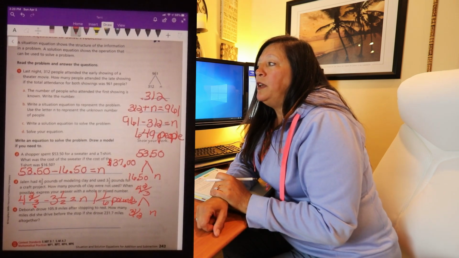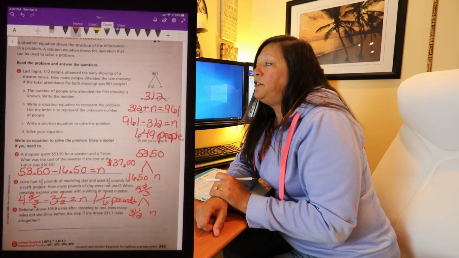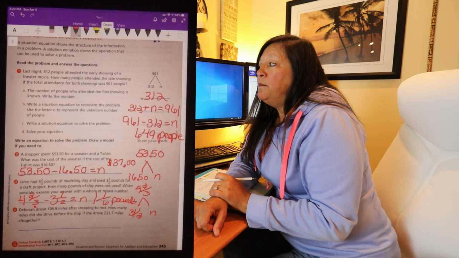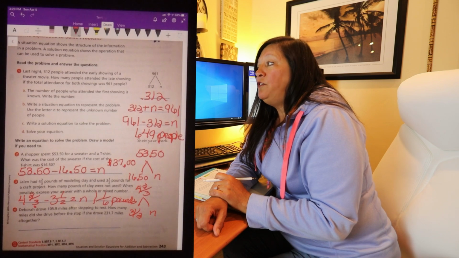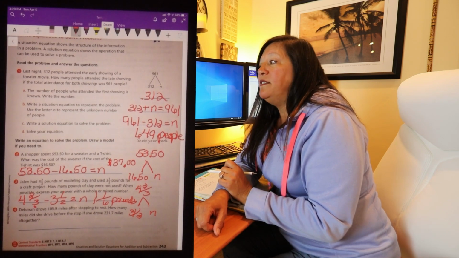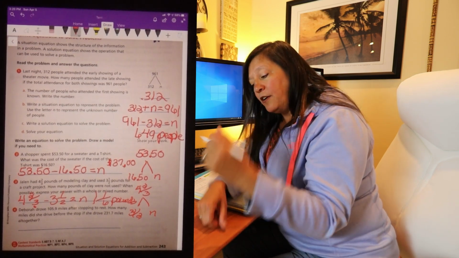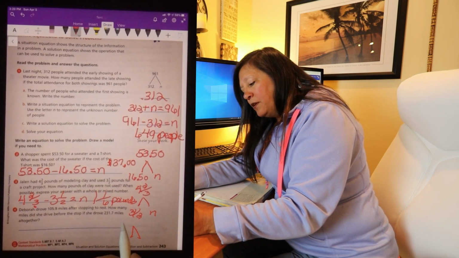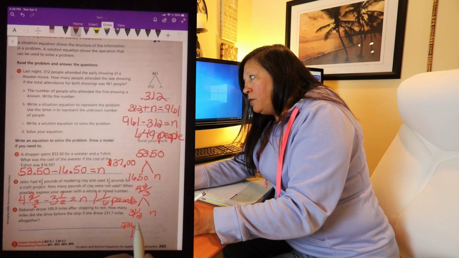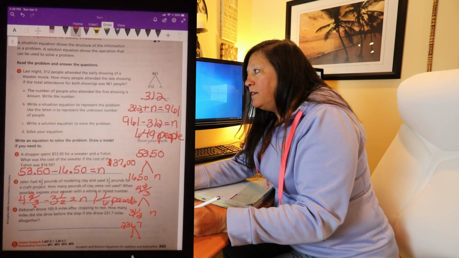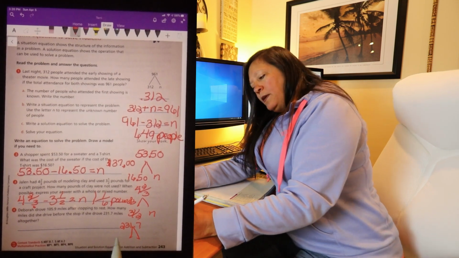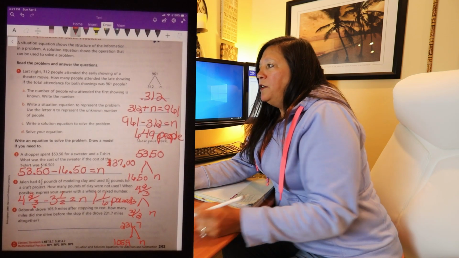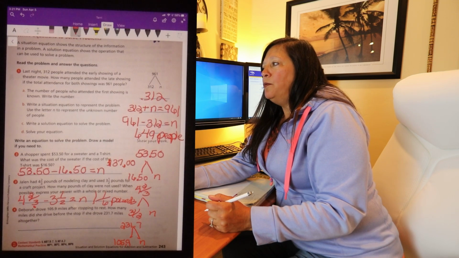And number 4, Deborah drove 105.9 miles after stopping to rest. How many miles did she drive before the stop if she drove 231.7 miles all together? Remember that all together is the top of our math mountain. So we have 231.7 miles and we have 105.9. So there's our unknown. We're going to have n be the unknown.